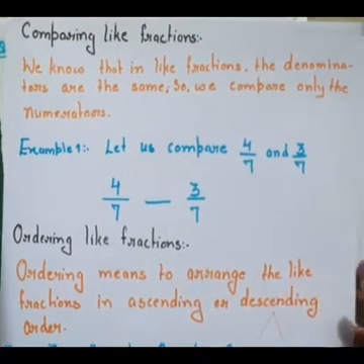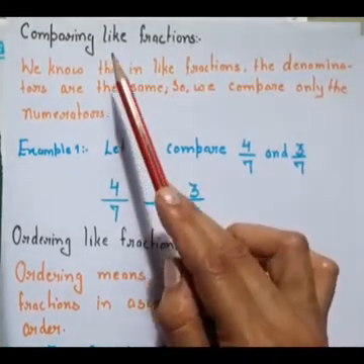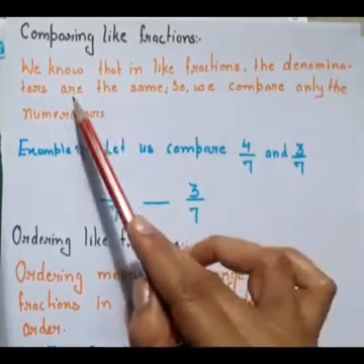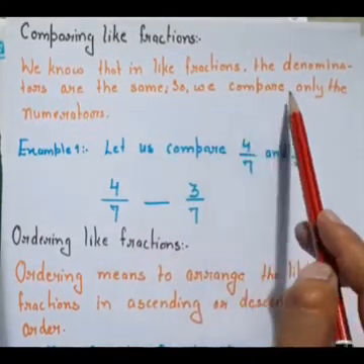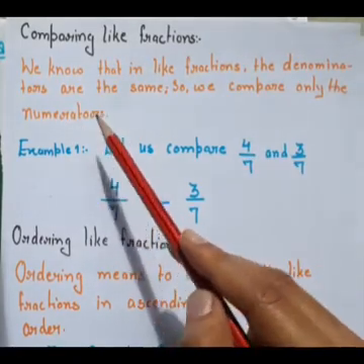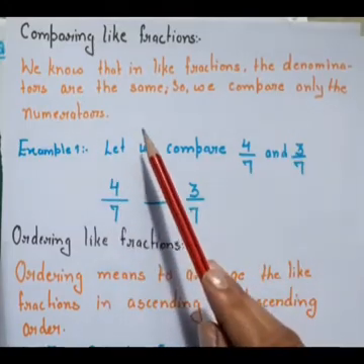Next we are having comparing the like fractions. So first we are going to learn how to compare like fractions. We know that in like fractions the denominators are the same. So we compare only the numerator. As we have studied that in like fraction the denominators are same. So what we have to compare? We have to compare the numerators only.